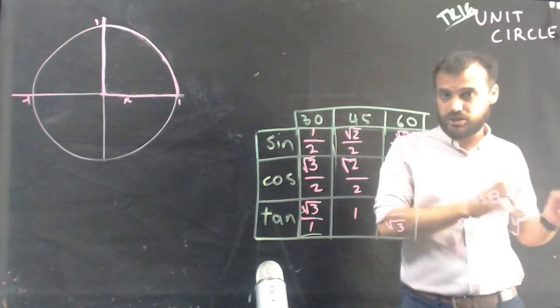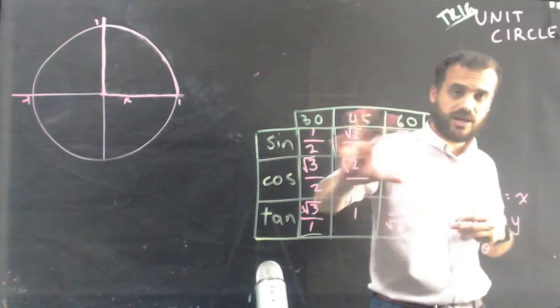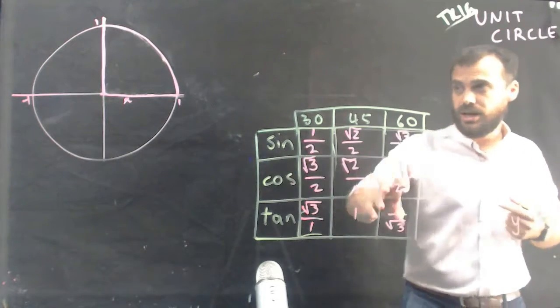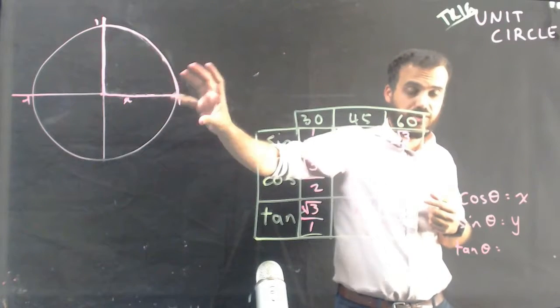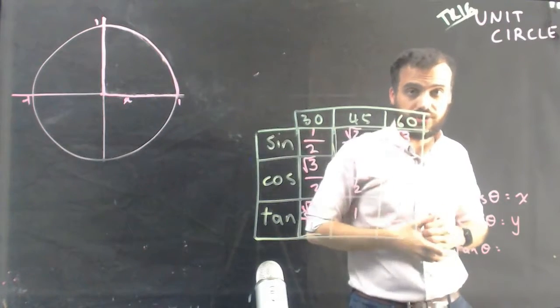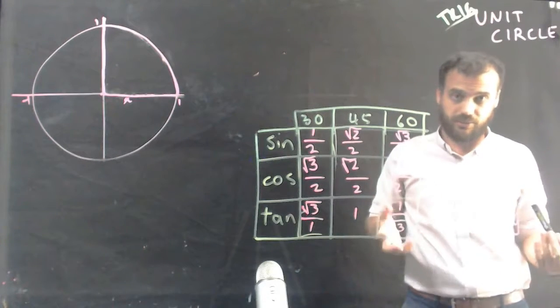There are a whole bunch of exact values that you can find, but to do it, you need to know this table pretty much off by heart, and you need to know how to use the unit circle, because we can move through the unit circle. So I'm going to show you quickly how to move through the unit circle and how that works.